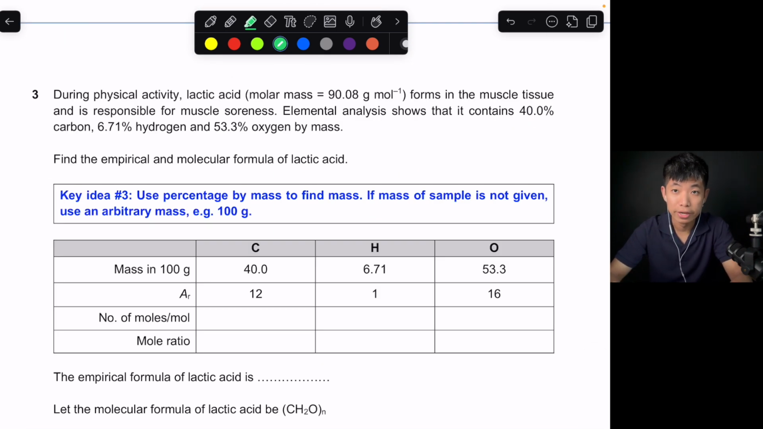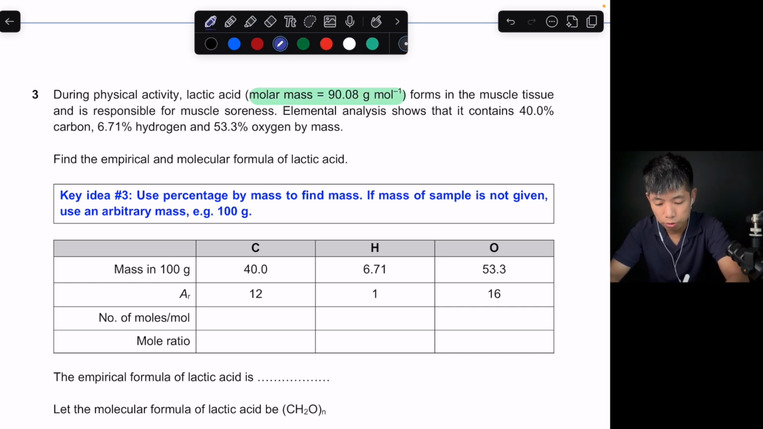Okay, let's look at one more example. I'll encourage you to give it a try first, okay, before I go through the answer with you. Question 3, I'm given the molar mass. Okay, so this will be important information later on. This g mol^-1 is actually the same as gram per mole, just a different representation.